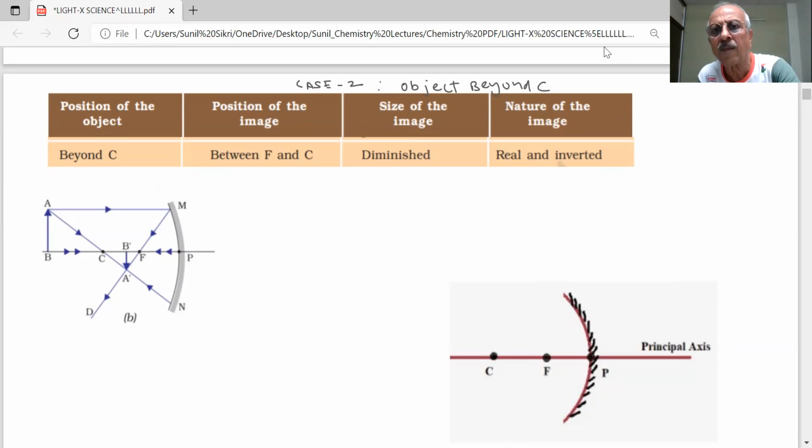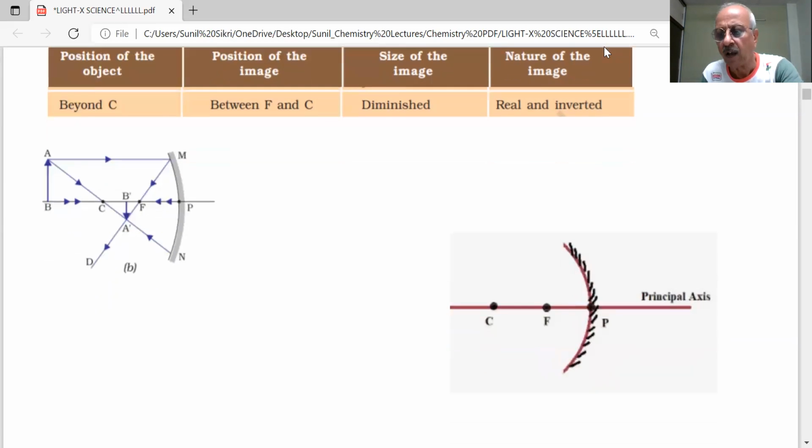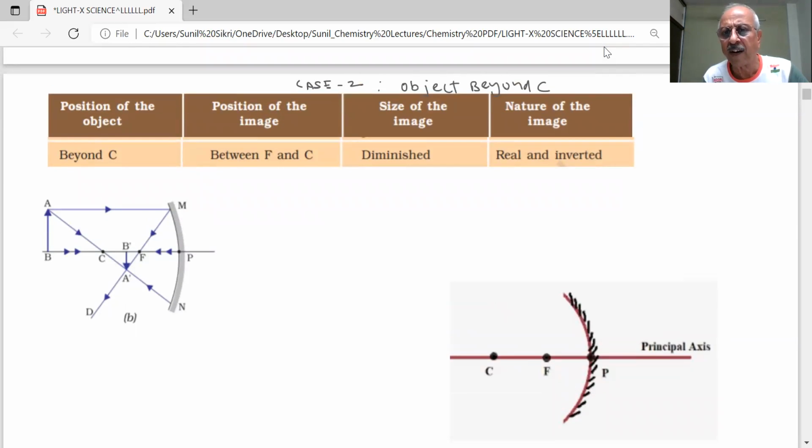What does it mean? Object beyond C. You can draw this on paper. Pole, focus, and center of curvature can be drawn. Any difficulty in this now? Tell me. We have to learn it. You have to practice this to draw it because that's very important.